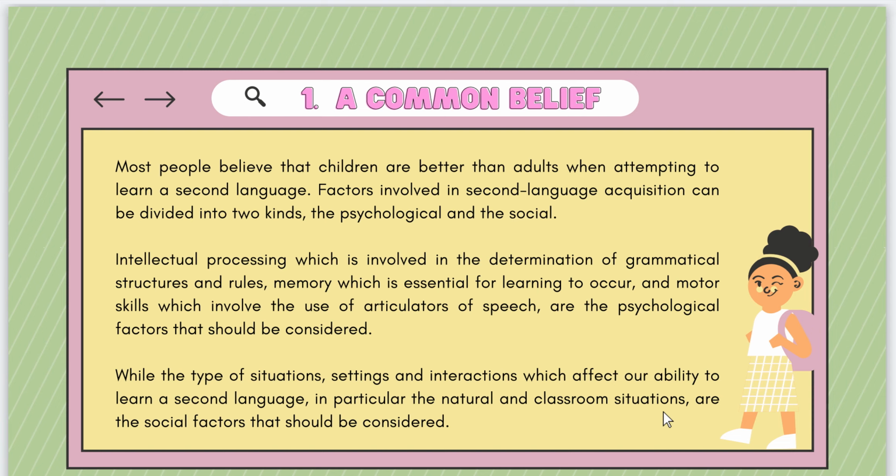Factors involved in second language acquisition can be divided into two kinds: the psychological and the social. Intellectual processing, which is involved in the determination of grammatical structures and rules, memory, which is essential for learning to occur, and motor skills, which involve the use of the articulators of speech, are the psychological factors that should be considered. While the type of situation, settings, and interaction which affect your ability to learn a second language, in particular the natural and classroom situation, are the social factors that should be considered.